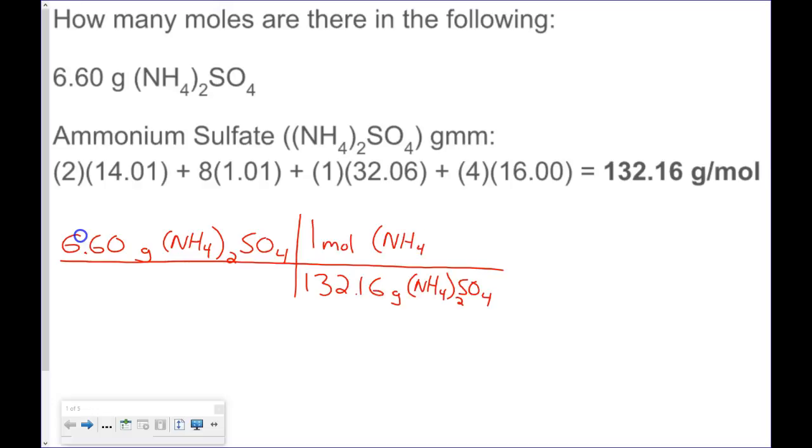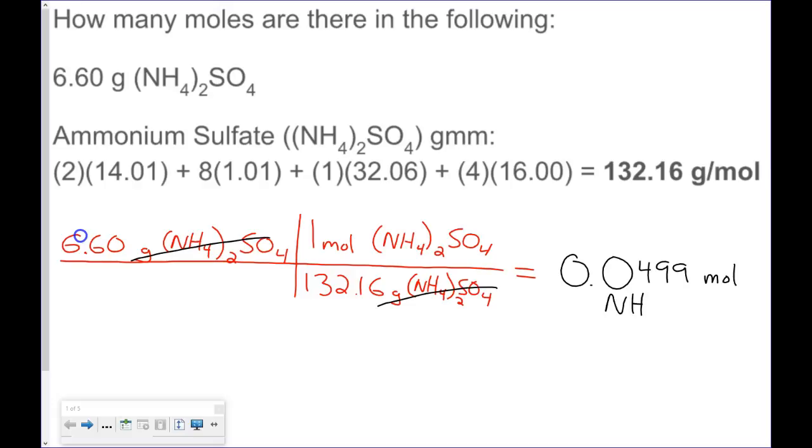Now what I need to do is I need to use this conversion factor, but what's very important is that I need to cancel out grams of ammonium sulfate. So grams of ammonium sulfate needs to be in the denominator so that they can cancel out. 132.16 grams of ammonium sulfate is going to be 1 mole of ammonium sulfate, which is what I'm trying to get to. So I set it up like this, and now I can cancel out grams of ammonium sulfate, and what I'm left with is going to be moles of it. So 6.6 divided by 132.16 is going to work out to be 0.0499 moles of ammonium sulfate. So make sure you set up your conversion factor right there so it's going to cancel out.